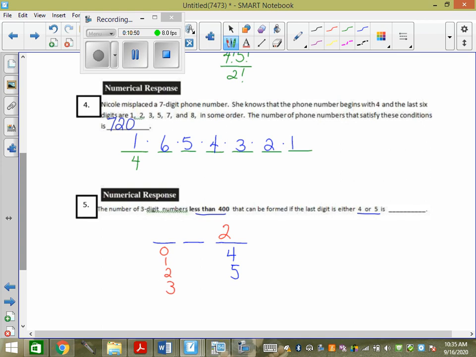Oh, that's so much. It can't be 0. Yes, it can. Nope. It has to be a 3-digit number. You were right with how you did it. Okay. So we have 3 here, and then here we'd have 0 to 9, which is 10. So it's 60.